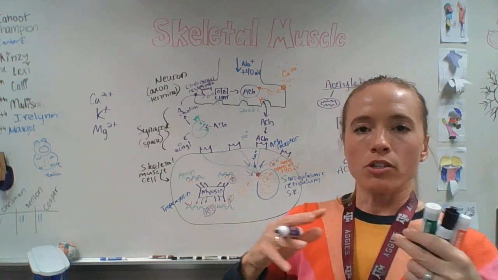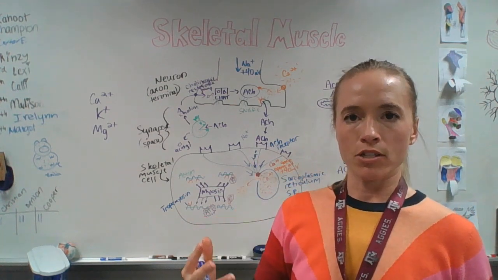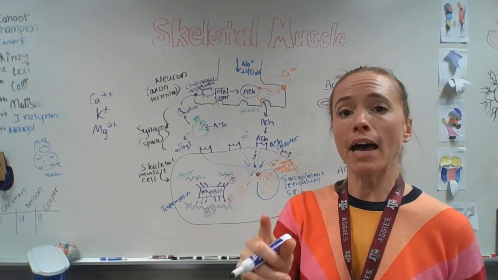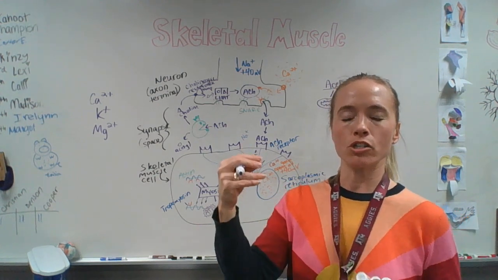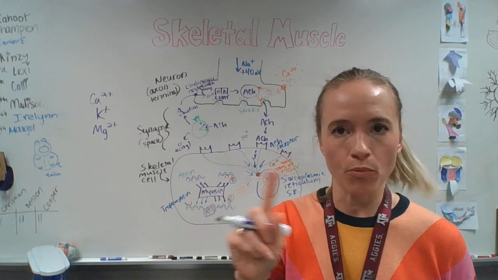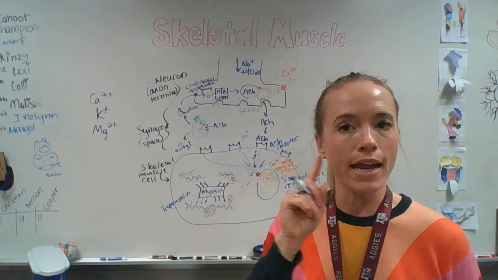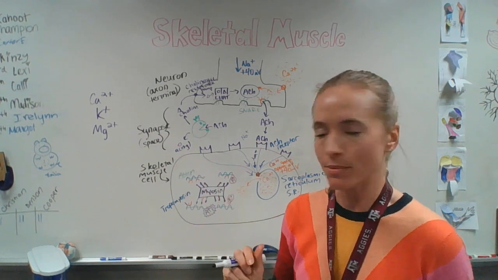Now the muscle has contracted and it's time to relax. The way that the muscle relaxes is it pumps that calcium out of the cytoplasm back into the sarcoplasmic reticulum. It doesn't want to go in there. So it takes a lot of energy, or ATP, to pump it back in the sarcoplasmic reticulum.